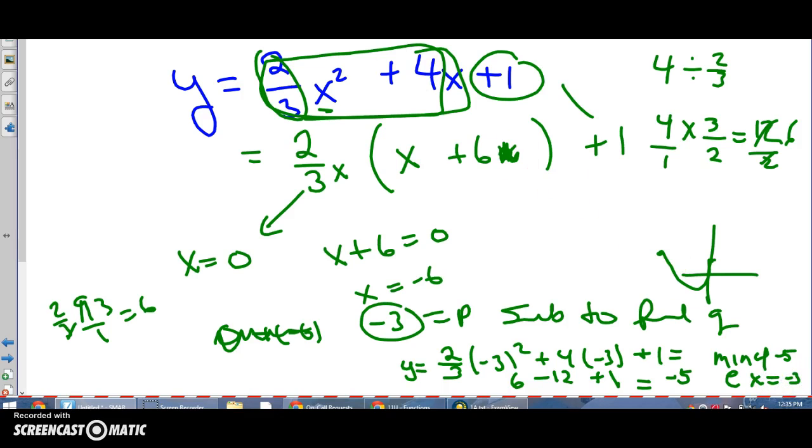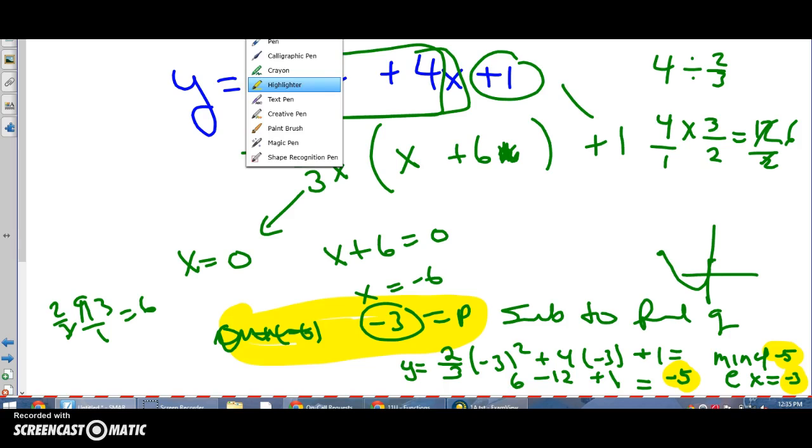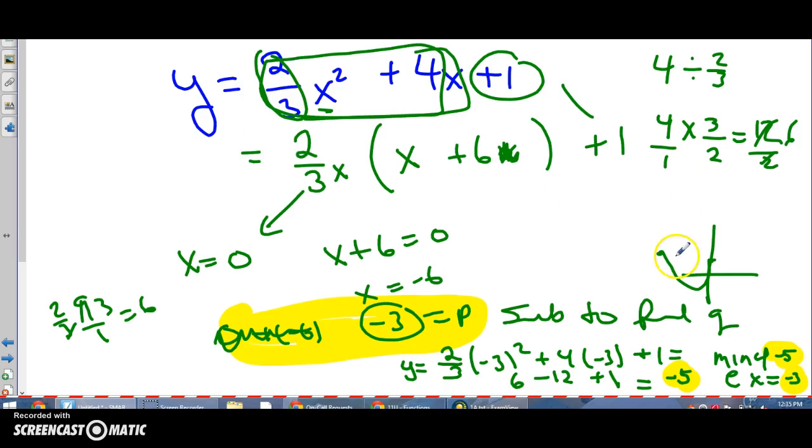So the -3, let's just show where that comes from again. Let's highlight this. The -3 is over here, okay? And I got that by averaging out my 2 points that I found earlier. And then this is here. So my min is -5. It's when x is -3. So if I was to just show that on the graph a little further, -3 is here, -5 is here, and there's my point. -3, -5.